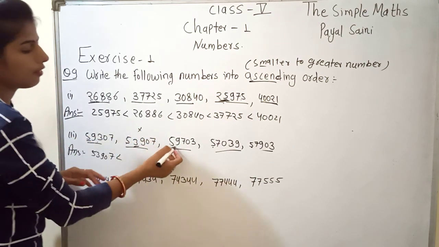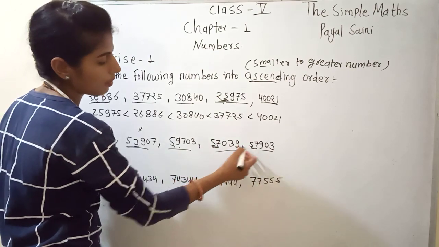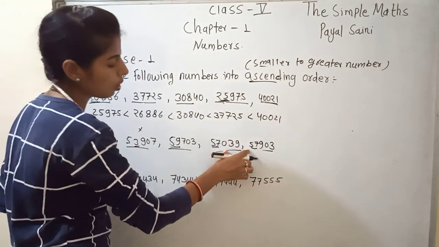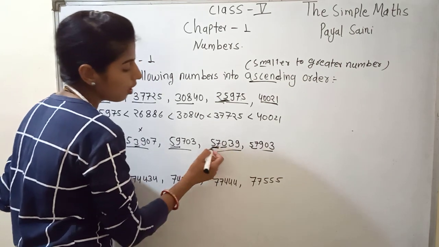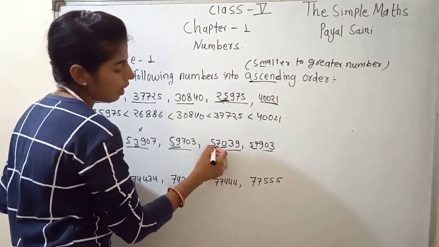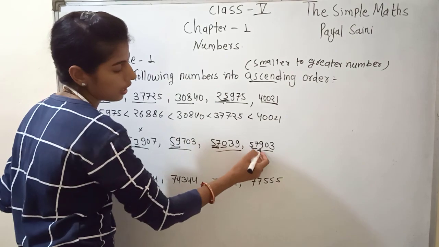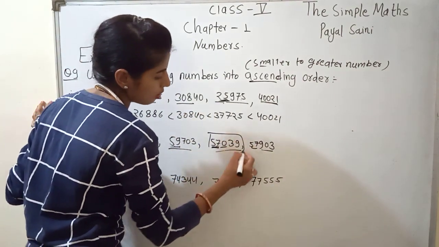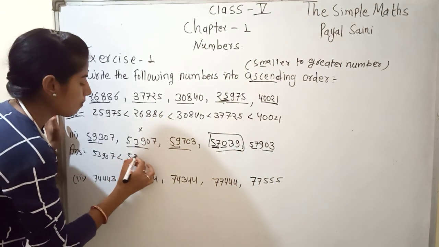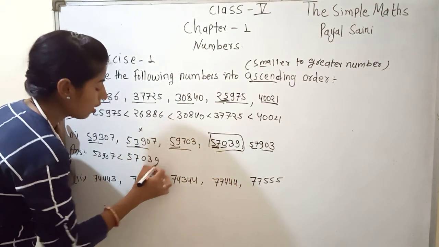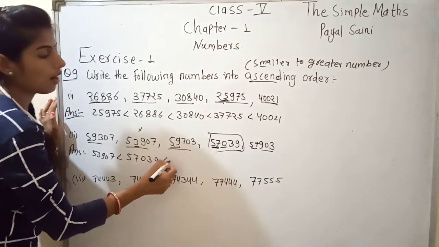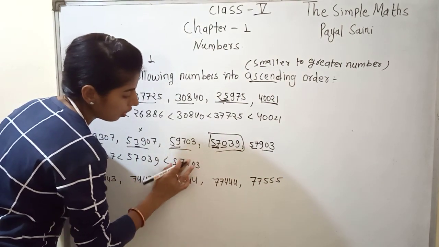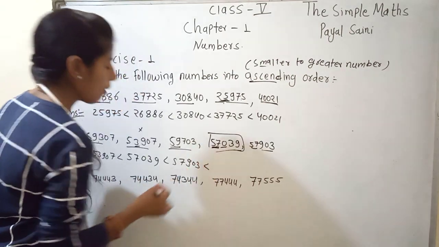Now which number is left? Here is 5, 9, 5, 9. Here is 5, 7, 5, 7. We know that 5, 9 is greater than 5, 7. Then left are two numbers. Here is 5, 9. After the 5, 7, here is 0 and here is 9. Then we know that 0 is smaller than 9. Then which number is smaller? That number. Then 5, 7, 0, 3, 9, 57,039. After the 57,903.